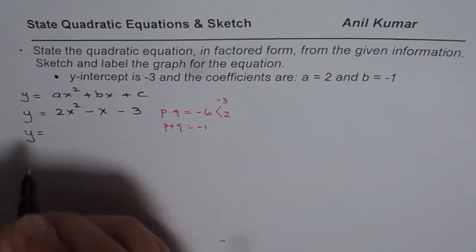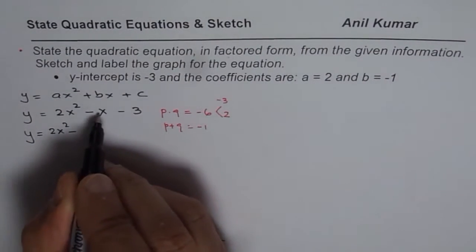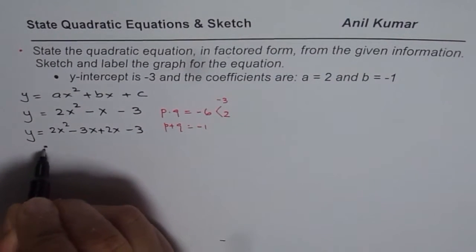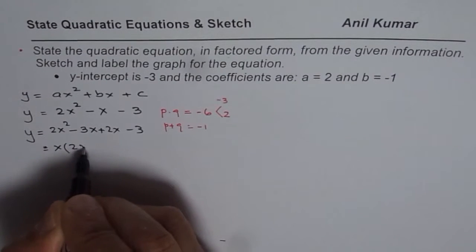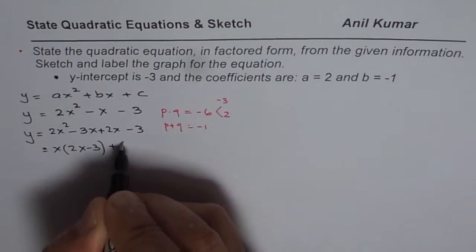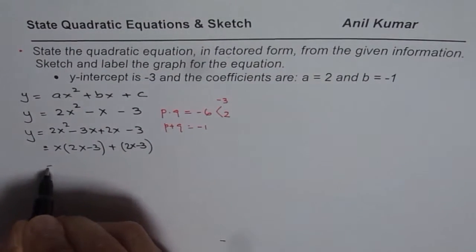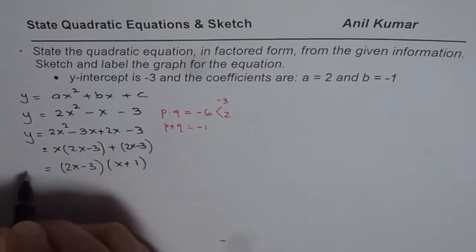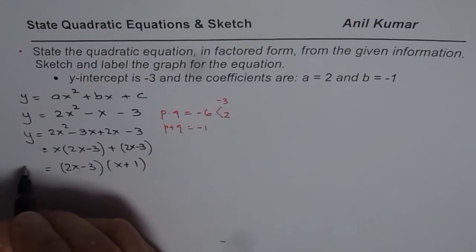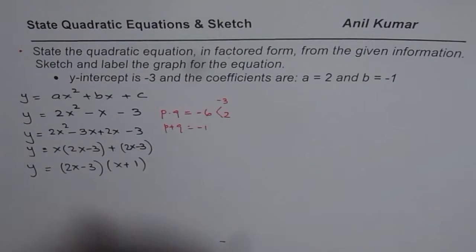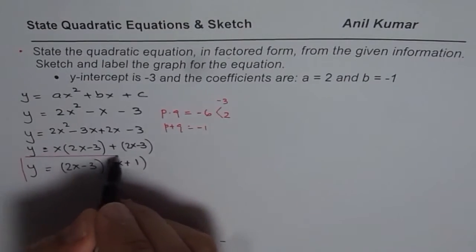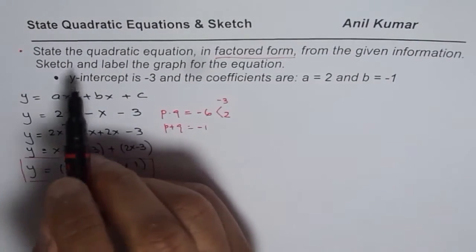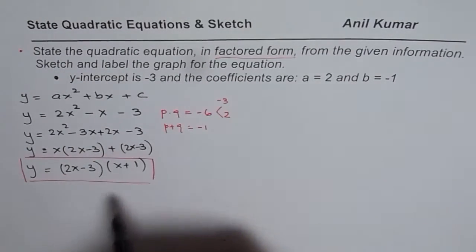So let us factor this equation. We could write this as y equals 2x squared, minus 3x plus 2x, and -3. Group factoring: x is common, we have 2x minus 3. 1 is common, so we have 2x minus 3. Now you can factor out 2x minus 3, getting x plus 1. So that becomes the equation in factored form. Let me write this as y equals (2x minus 3) times (x plus 1). So that is the equation in factored form, and we've done this part. Now let us try to sketch and label the graph from this equation.